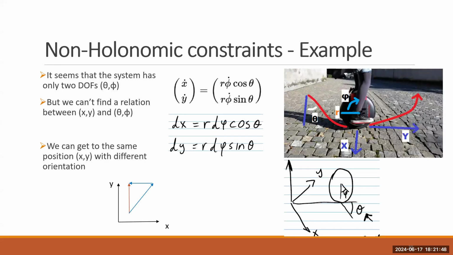An example of a non-holonomic constraint is simply a wheel rolling on the ground. As you can see here, we have a wheel that is rolling. So we have a phi angle for rolling, we have a radius, and we have a theta angle for the steering direction. As you can see here, we have x and y, and we have the direction of rolling, which is theta, and we have phi, which is the angle of the wheel.